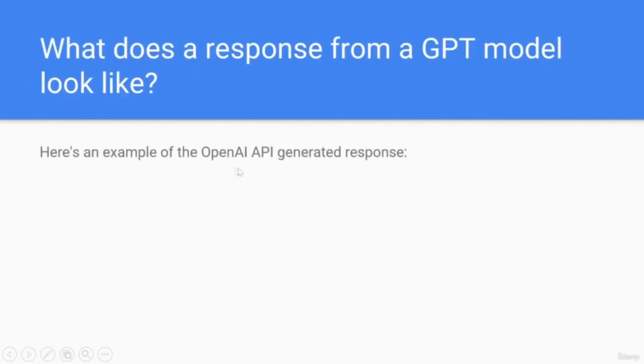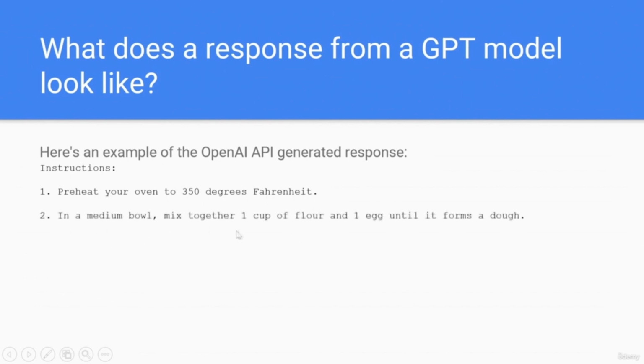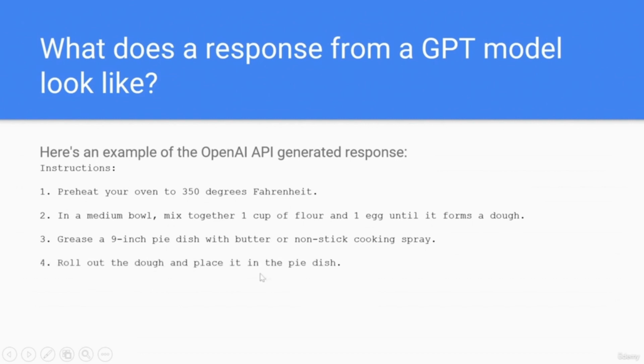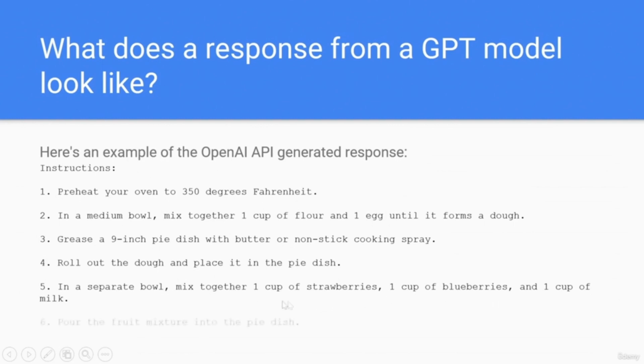Now here's an example of the OpenAI API generated response. The instructions: preheat your oven to 350 degrees Fahrenheit. In a medium bowl, mix together 1 cup of flour and 1 egg until it forms a dough. Grease a 9-inch pie dish with butter or non-stick cooking spray. Roll out the dough and place it in the pie dish. In a separate bowl, mix together 1 cup of strawberries, 1 cup of blueberries, and 1 cup of milk. Then pour the fruit mixture into the pie dish. Then finally, bake it.